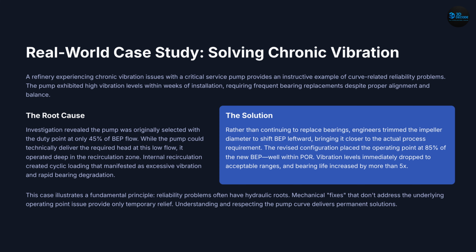Slide 12. Real case study. In a refinery, a pump was operating at only 45% of BEP. This caused internal recirculation and high vibration. Instead of replacing components repeatedly, engineers modified the impeller. This shifted BEP closer to the operating point. Vibration reduced and reliability improved significantly.